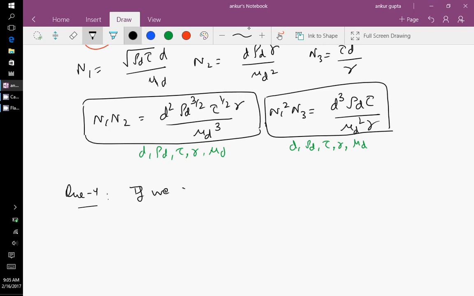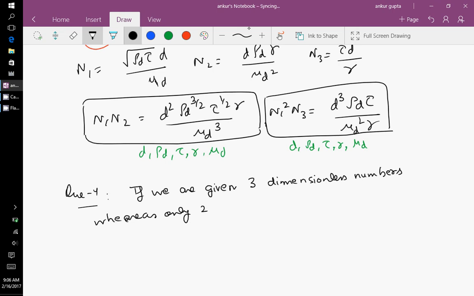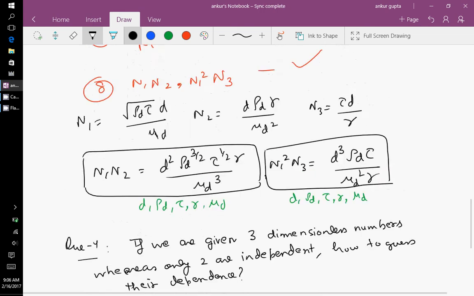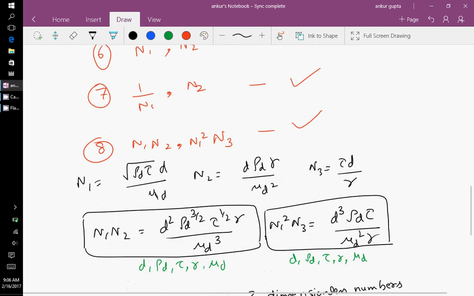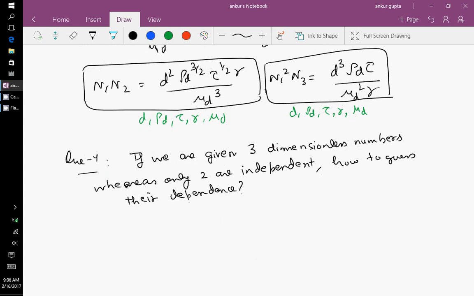If we are given 3 dimensionless numbers, whereas only 2 are independent from Buckingham Pi theorem, how to guess their dependence? In question 3, we always had 2 dimensionless numbers, so we knew that they could be dependent or they could be independent. But in question 4, we have been given 3 dimensionless numbers, though we know that there will be only 2 independent dimensionless numbers. So if that is the case, how to guess the dependence?